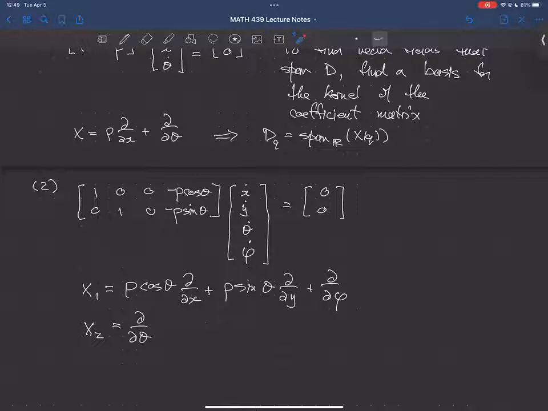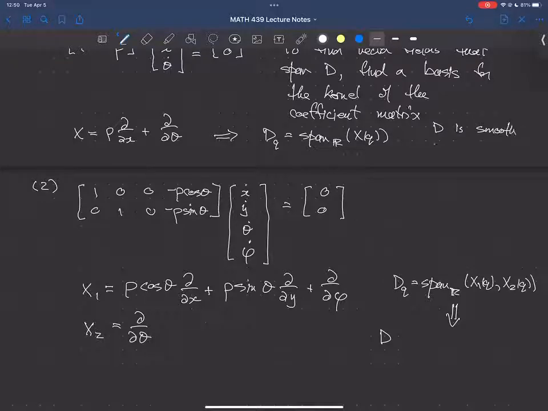All right. Physically these are interesting, right? These are vector fields. So first, let me write down the big fact here: D_q is spanned by X1 of q and X2 of q. And so this implies that in this case it's also true that D is smooth and of locally constant rank.